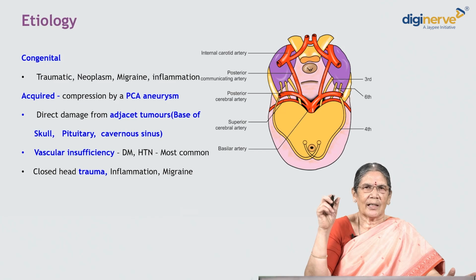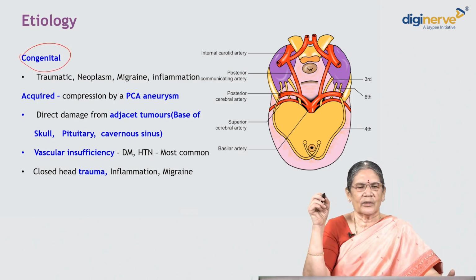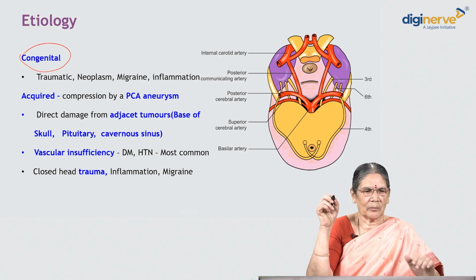Mostly under congenital we have birth trauma, or children, sometimes very early children, may have inflammations, meningitis, meningoencephalitis or neoplasms, or sometimes even ophthalmoplegic migraine can cause it in children. This should be read as children. In children it can cause all these problems.